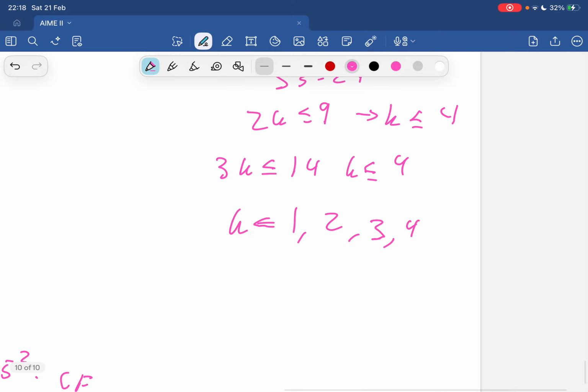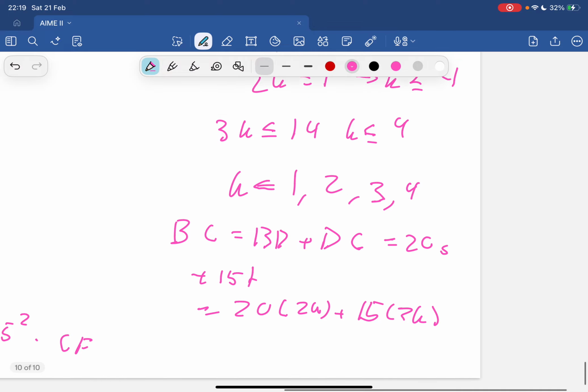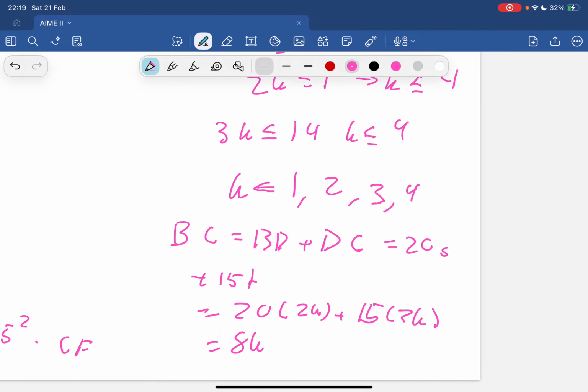Now, we have to find the maximum of BC. So we have BC equals BD plus DC, which equals 20s plus 15t. That equals 20 times 2k plus 15 times 3k, which then equals 85k. Now the last step is just to substitute in the maximum value of k, which is 4. So 85 times 4 equals 340. And that's the final answer.